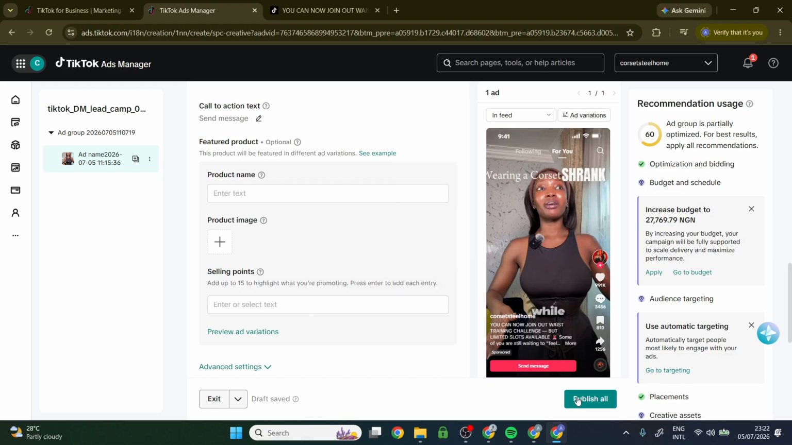Once everything is set, all you have to do is click on publish, and the ad will be published. Once the ad is published, it's going to go into review. After the review process is completed and approved, at the exact time that you have set in your scheduling option, the ad will start serving and showing to people accordingly.